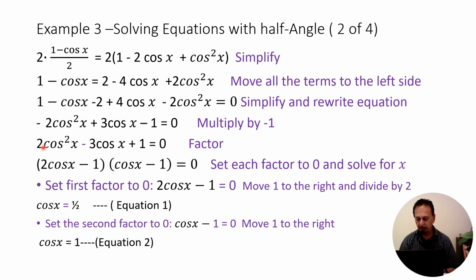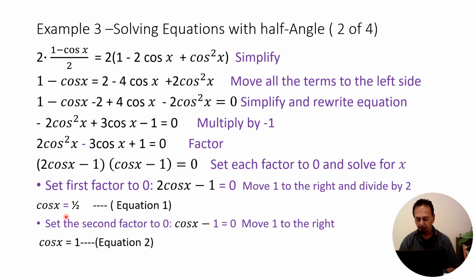So this will make it positive 2 cosine square x. This will become negative 3 cosine x. This will be plus 1. Now we can factor out, so 2 cosine square x will be 2 cosine x times cosine x. And the minus 1 will be negative 1, negative 1.